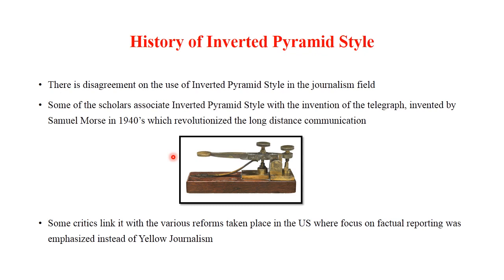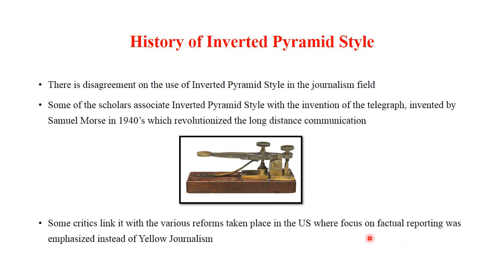But another group of scholars reject this idea, and they say that it is not the telegraph. In fact, it is the various reforms which took place in the US, and those reforms pressurized and emphasized journalists to work on factual reporting instead of yellow journalism, because they came to know about the dangers and hazards of yellow journalism to the people as well as to the society.